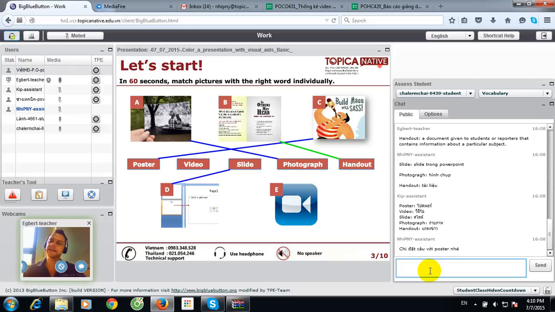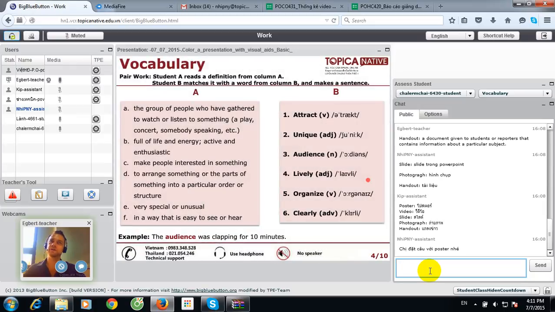All right, and then the last one for Chalemchai. Picture E is a video. A video. Perfect. Yes. I like to take video when I go travel. Yeah, good. Perfect. Very good, students. So let's continue to our vocabulary for today.